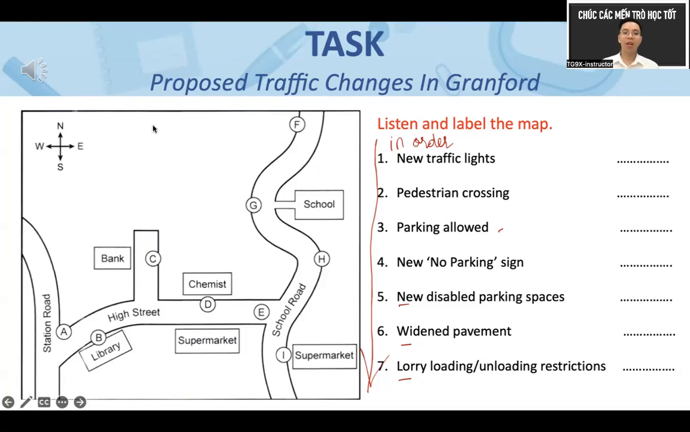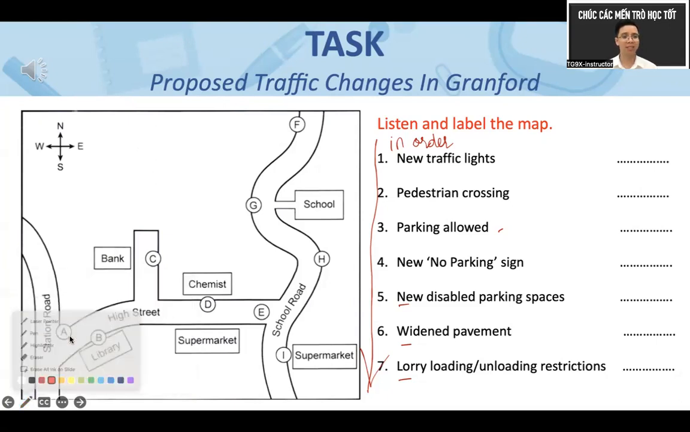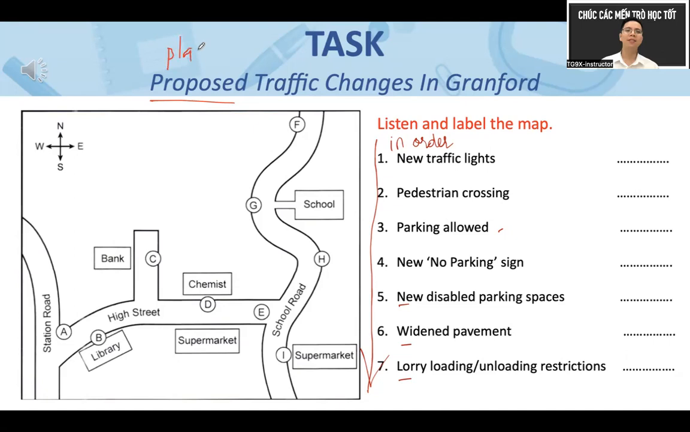All right. You may or may not have got the answers, but I'd like to notice you in case you don't notice this. Can you tell me the meaning of the word proposed? Hey class, what is proposed? That's a plan. A plan. That's very good. So what is the difference between planned and current?